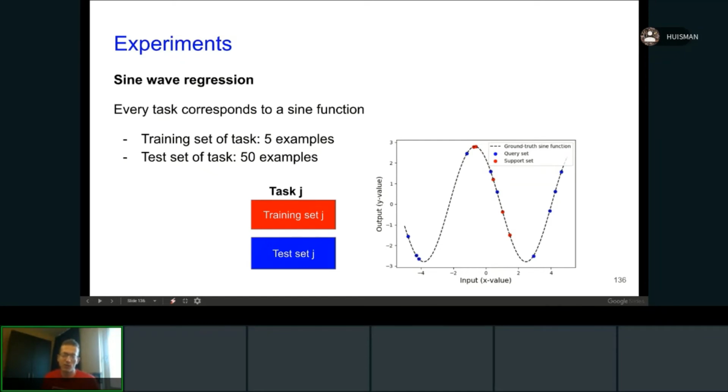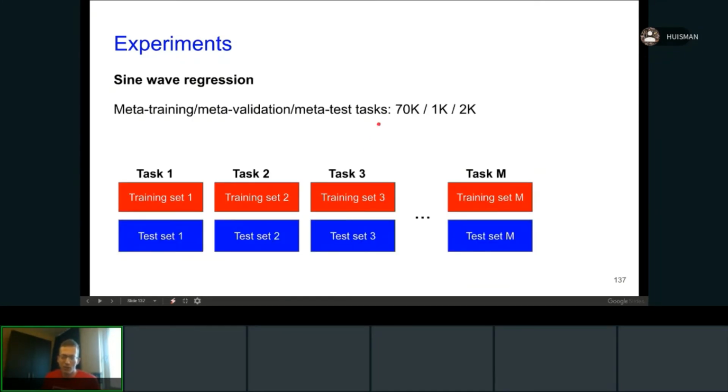Okay, so in total, we use 70,000 tasks to determine the initialization parameters of this base learner network and also the parameters of this meta network. We use 1,000 tasks for validating, for doing hyperparameter selection, etc. And then 2,000 tasks to get this final performance estimate of how good our network is at learning.